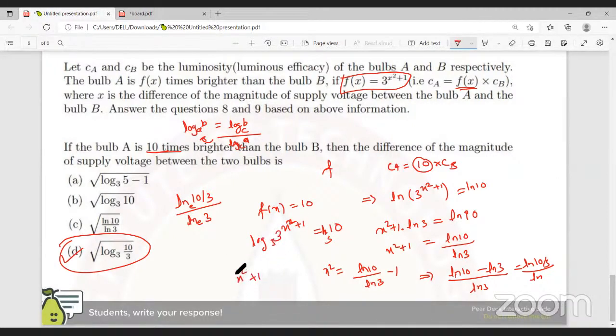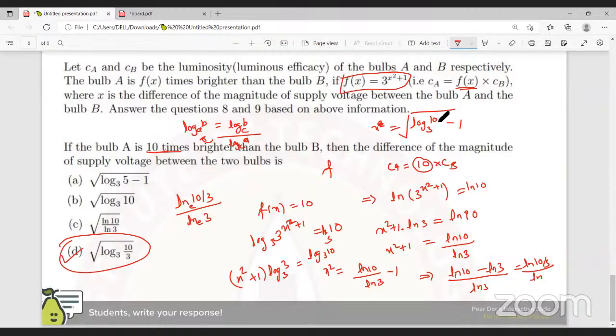But log of 3 to the base 3 will be 1, right? Yes, sir. And here log of 3 to the base 10. Okay. Then this is 1. Minus 1 will go on this side. Yes, sir. So use the log property. Multiply. Again, you will get the same answer. Log of 10 to the base 3 minus 1. So if you take under root, it will be the answer, right?